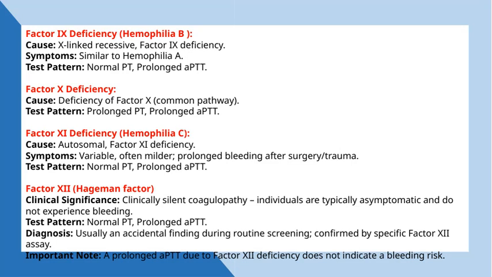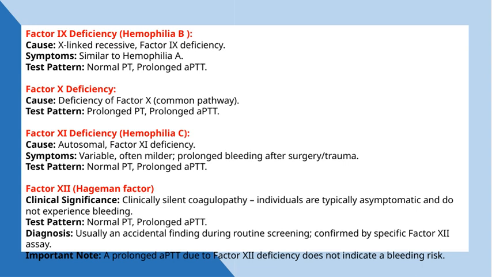Let's start with factor IX deficiency, also known as hemophilia B. This condition is caused by an X-linked recessive inheritance, meaning it primarily affects males, and it results from a deficiency of factor IX. The symptoms are quite similar to those seen in hemophilia A, including bleeding tendencies, especially into joints and muscles. When we perform coagulation tests, the prothrombin time, or PT, usually appears normal, but the activated partial thromboplastin time, or aPTT, is prolonged. This pattern helps us identify the specific deficiency.